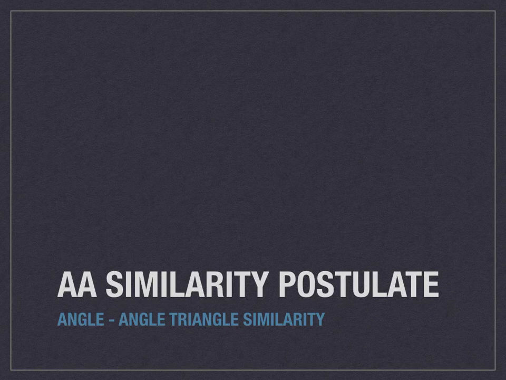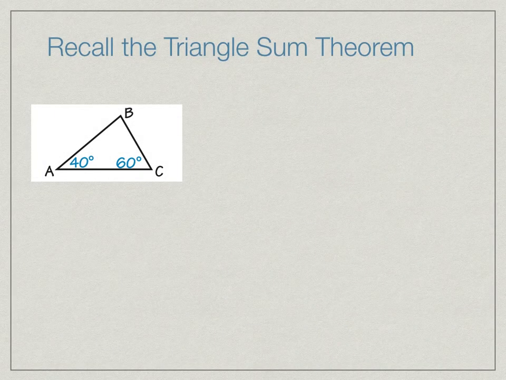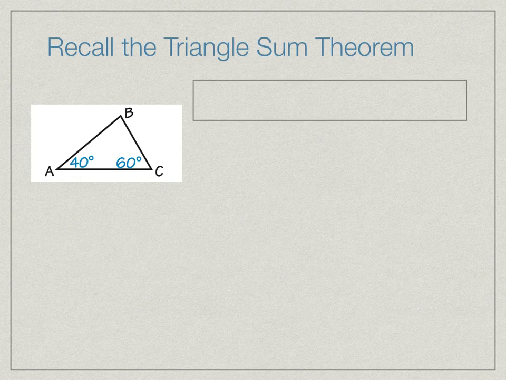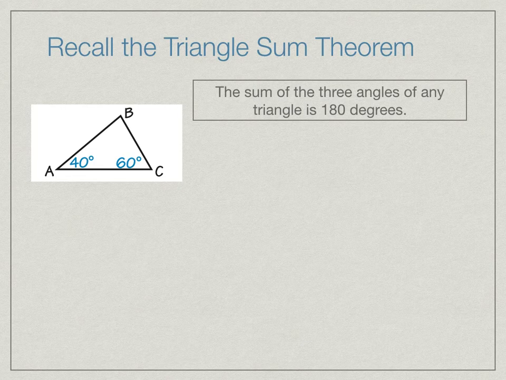In this video, we'll look at the angle-angle similarity postulate between triangles. We'll start with the triangle sum theorem, that the sum of the three angles of any triangle is 180 degrees. So if I wanted to find the measure of angle B there, I would observe that the measures of angles A and C are already given. When I add those together, I get 100. So the measure of angle B is 180 minus 100 degrees, or 80 degrees.